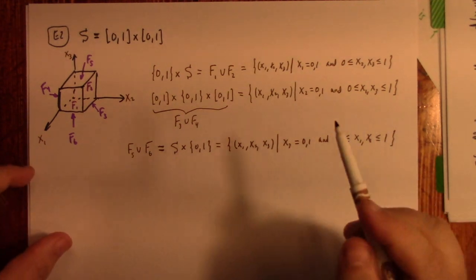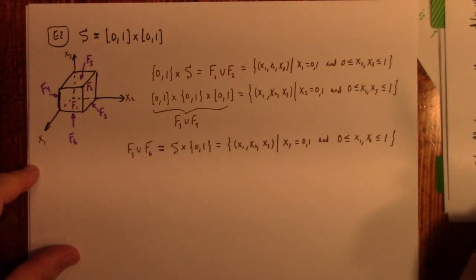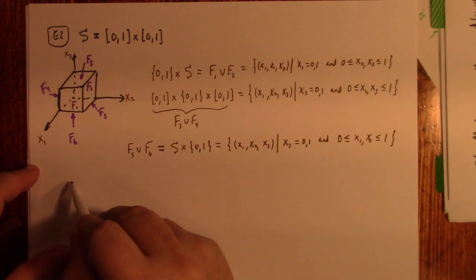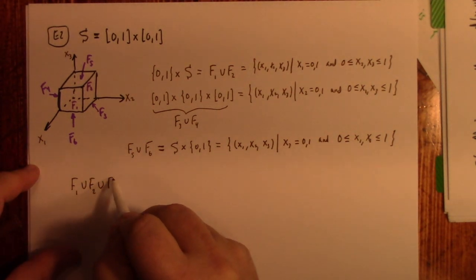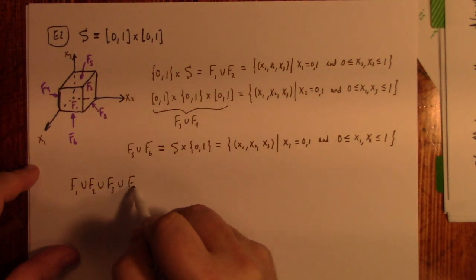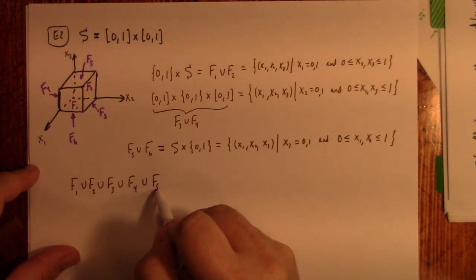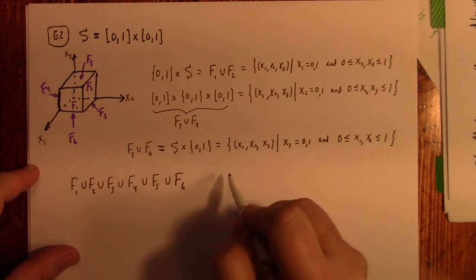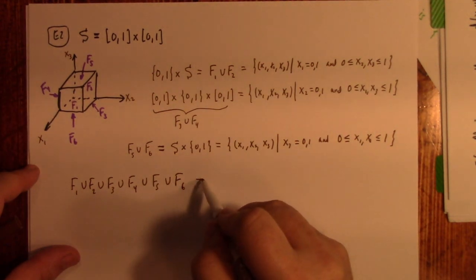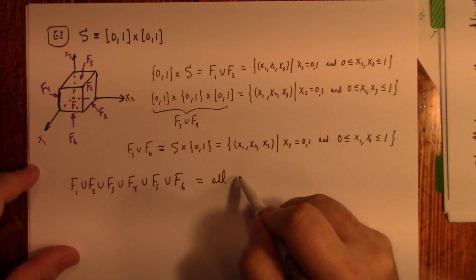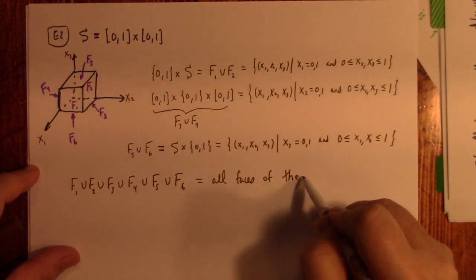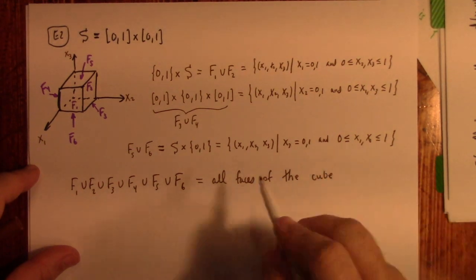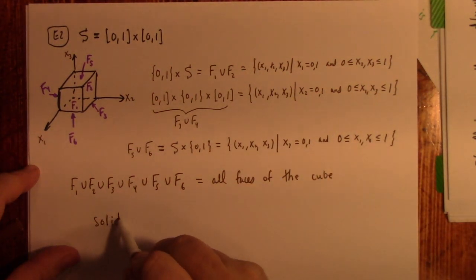So if we want all of the faces of the cube, we take the union of all of these, right? F1 union F2 union F3 union F4 union F5 union F6. What is this? This is all the faces of the cube, right? Now if I want to talk about the solid cube, right?